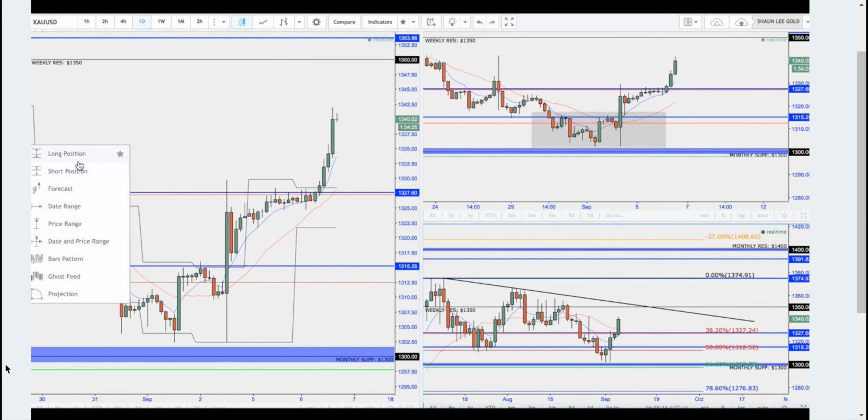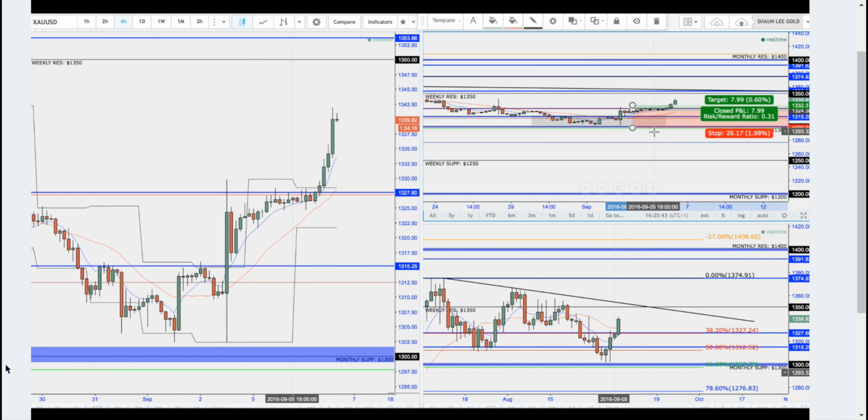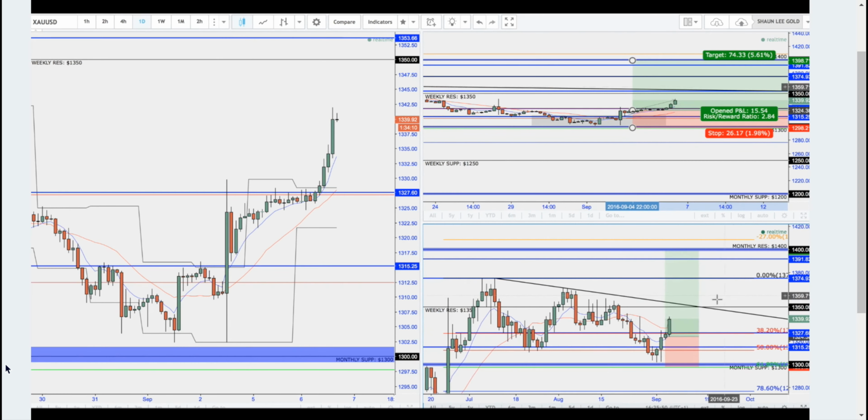So I'll show you what I mean. If we go long at the end of this candle here, this green one, the breakout candle, stop loss 15 to 30 pips below there, and then our take profit is going to go more or less up here. So if I just copy and paste that onto the daily, that's what it looks like. So that's a great risk reward of nearly 1 to 3.